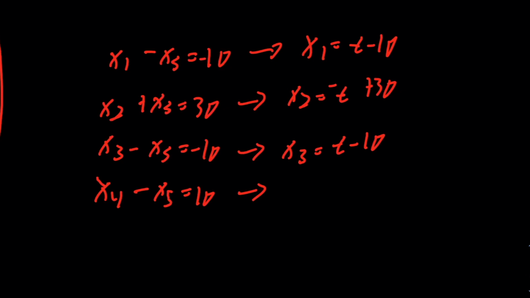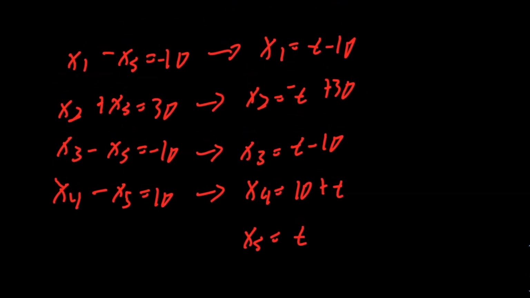And with that out of the way, we should have 10 plus t. And we know x of 5 can be t, where t is any real number. And there you have it. So because of the row of zeros, we can let x of 5 be any real number. And in addition to that row of zeros, it's very indicative that the post-Jordan elimination matrix will have infinitely many solutions.